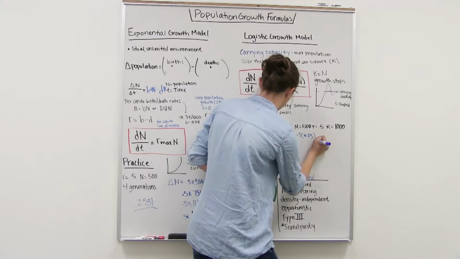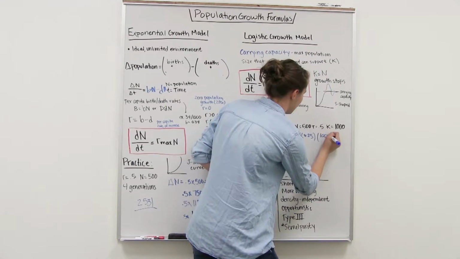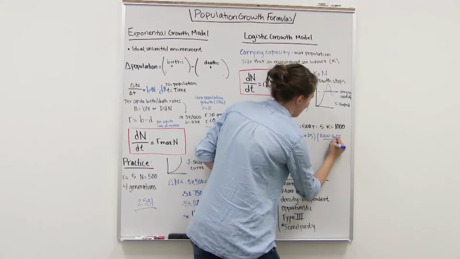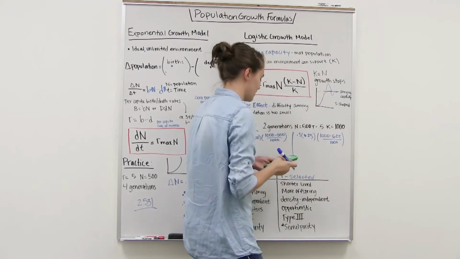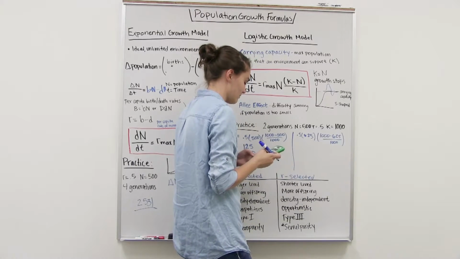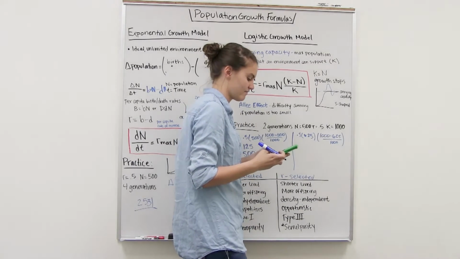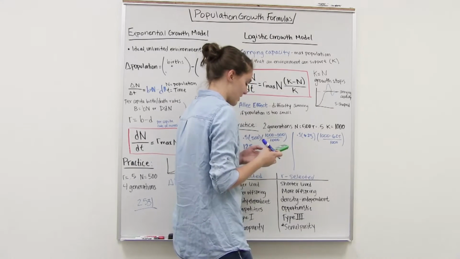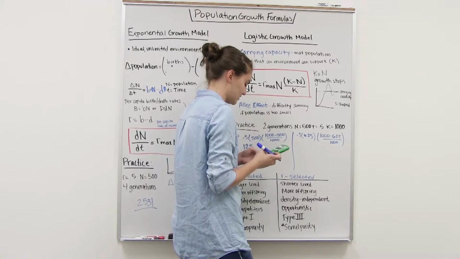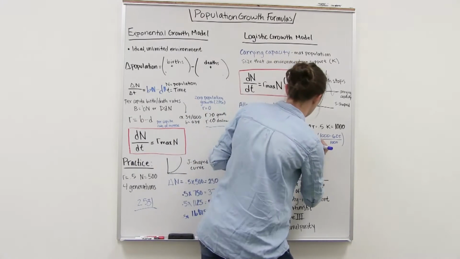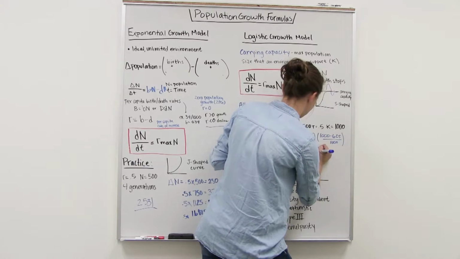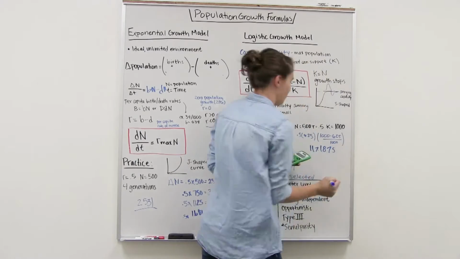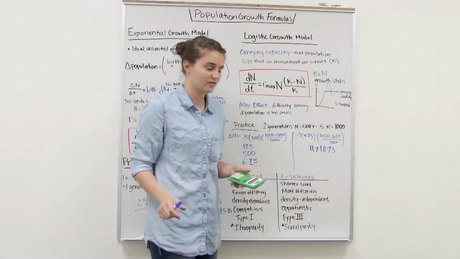And then we're going to have 1,000 minus 625 over 1,000 again. So when we do 1,000 minus 625 divided by 1,000, we get 0.375. Multiply that by 0.5 and 625. And then we get 117.1875. And we would round that to 117 because you can't have half an individual.